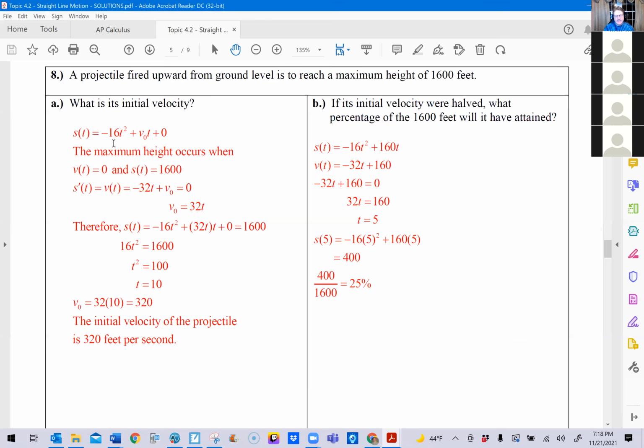And then the -16 is just the constant that we have to remember because it's half of the gravitational constant in feet. Half of the 32 is going to be 16. And we put the negative always because gravity is working downward. So here's what you have to do. Maximum height is going to occur when something happens.